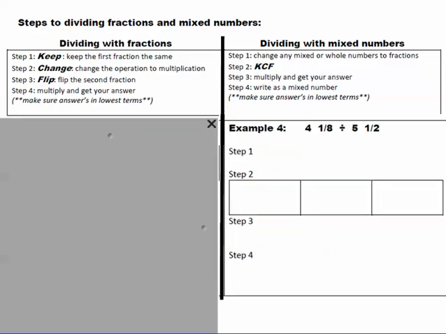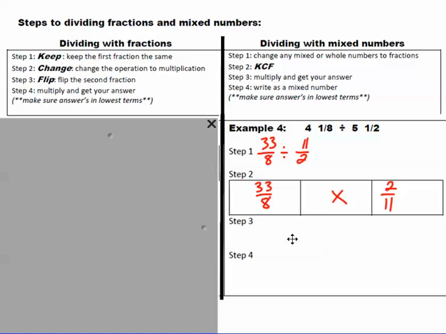All right, next one. Let's first turn it improper. So 8 times 4 is 32. That's 33 eighths divided by 11 over 2. Okay, let's keep, change, flip. Okay, are you with me? I'll slow down a little bit.